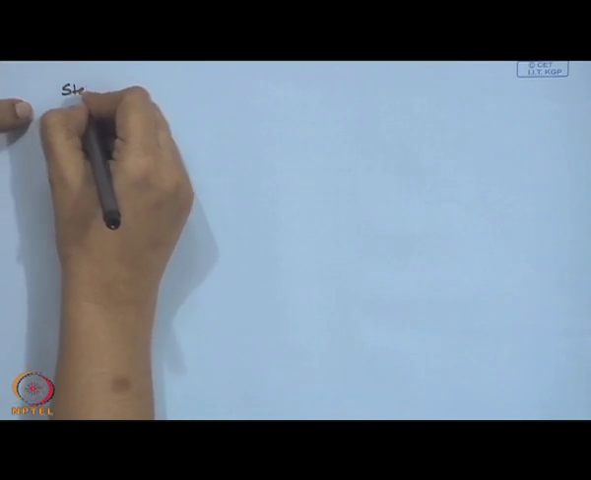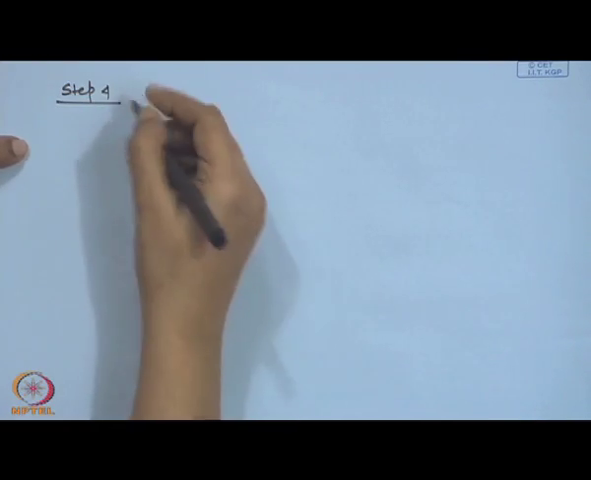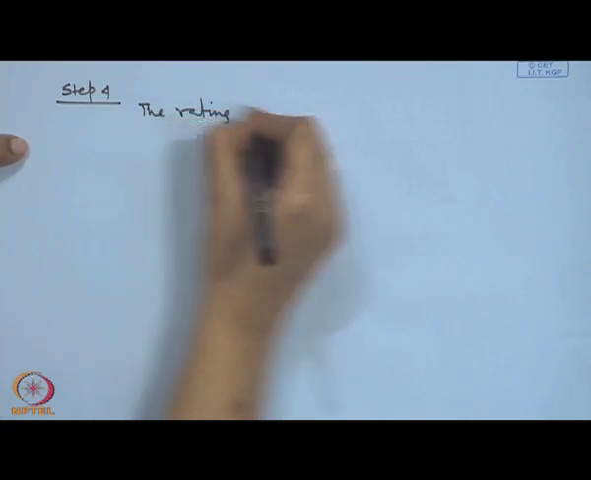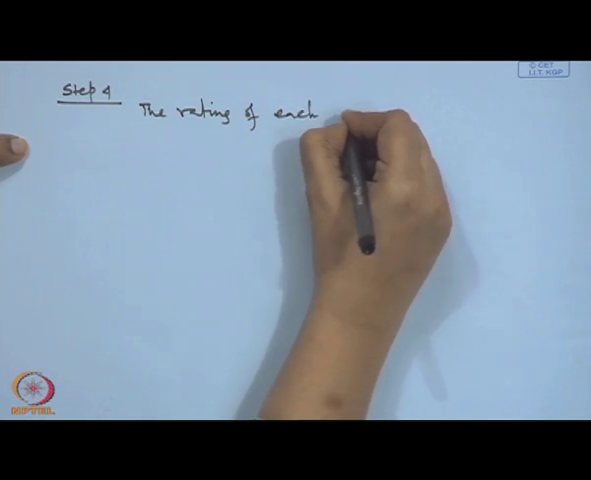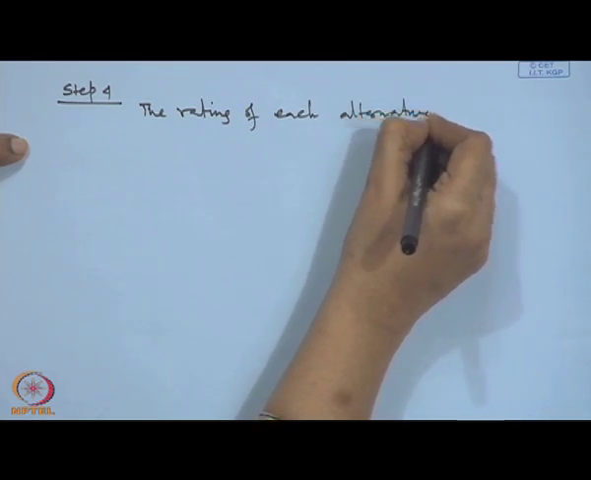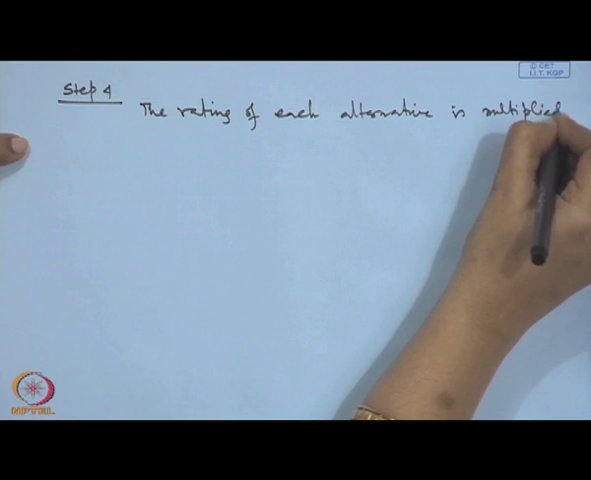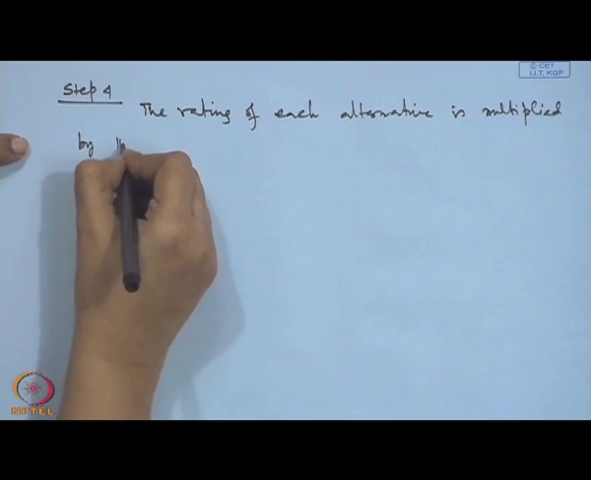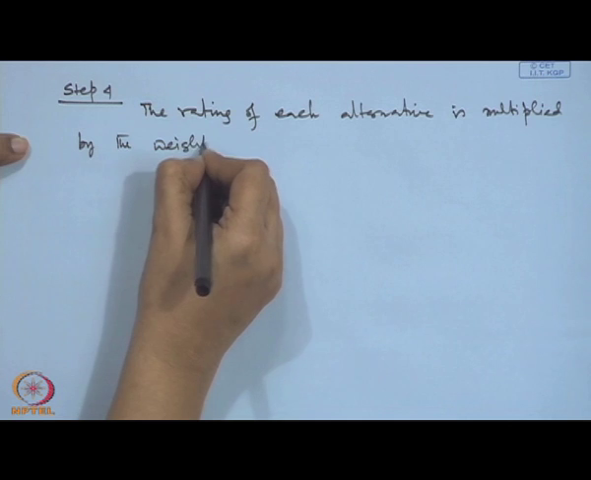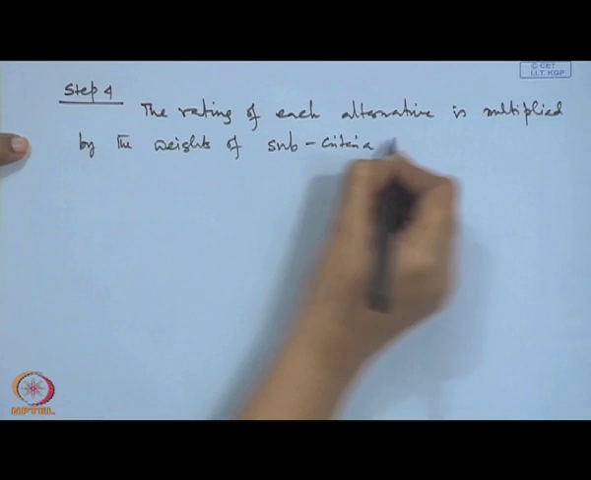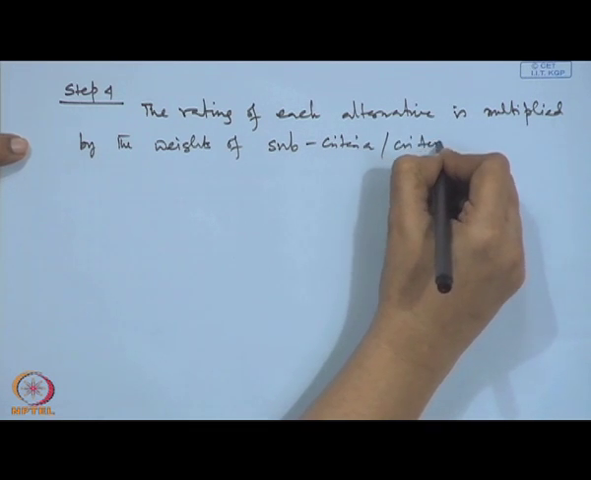And once it is over, then the next step, step 4, would be that the ratings of each alternative are multiplied by the weights of the criteria or sub criteria. For this problem, we are having 4 criteria with us.